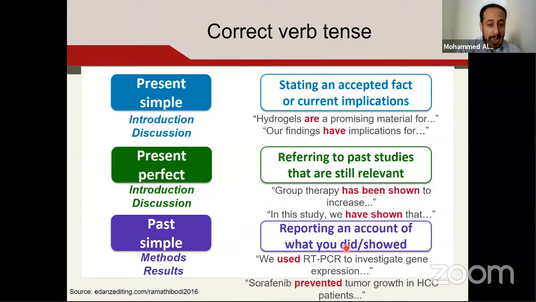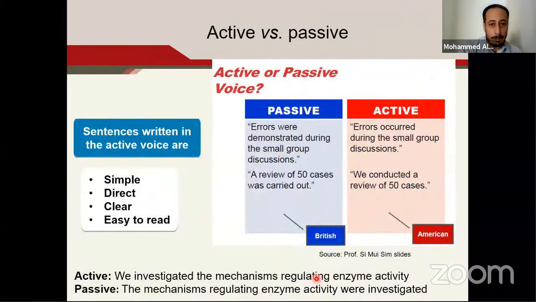If you are reporting an account of what you have done, usually in the methodology or in the results, in this case you have to use past simple, either in active or passive voice. We used, or were used, or whatever.